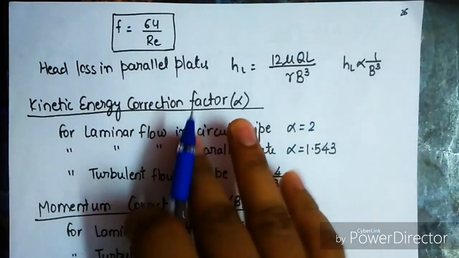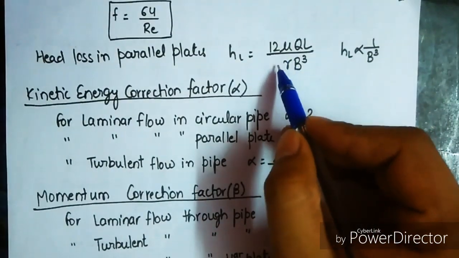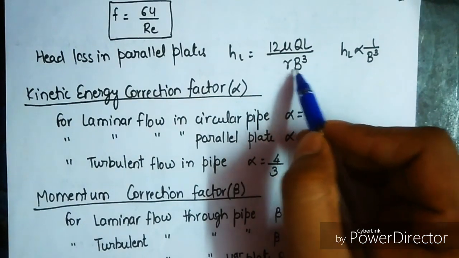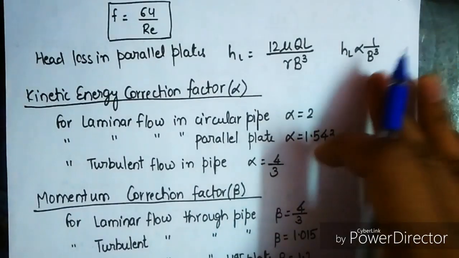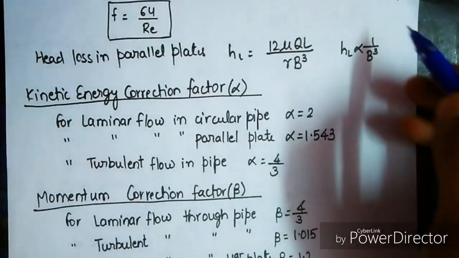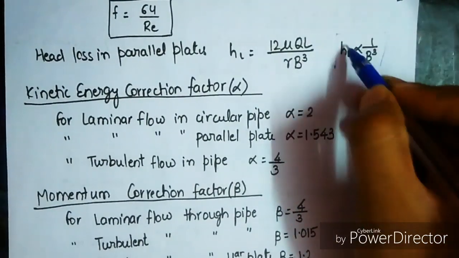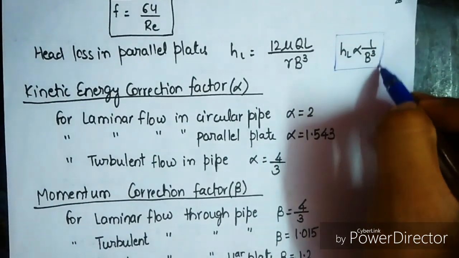Now head loss in the parallel plate is HL equals 12 mu Q L upon gamma B cube, where B is the width between the two plates. Here we can see that HL is inversely proportional to B cube.